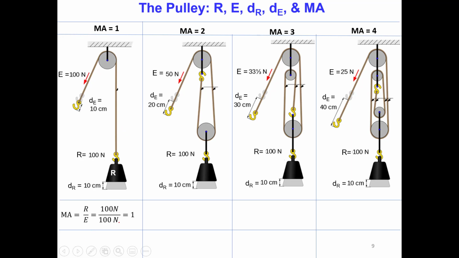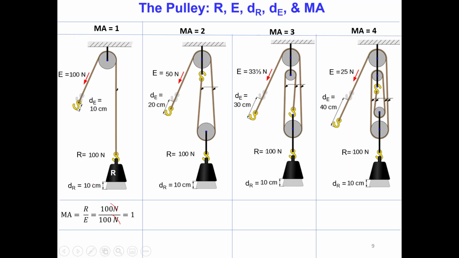Now in theory, experimentally, we divide the resistance by the effort, and we should get the same. And you can see there are no units because the units cancel out. This is why the mechanical advantage doesn't have any units. And you can see the relation between the force and the distance is inverse. In general, less force, more distance.